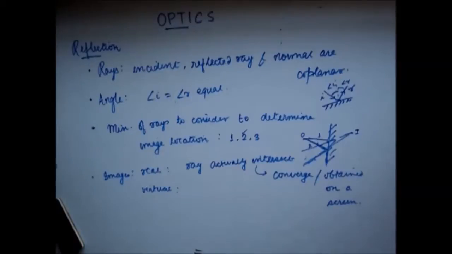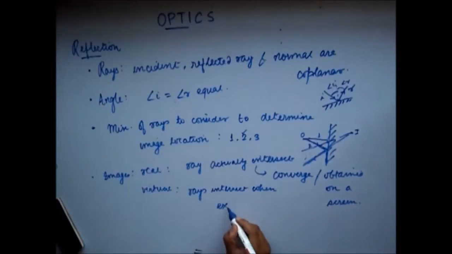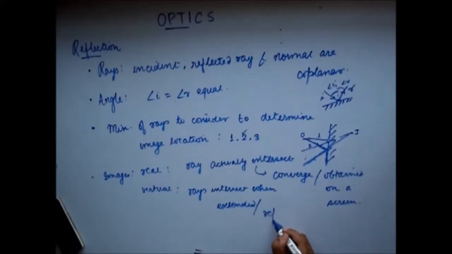Now what is a virtual image? It's just the opposite of real image. It can't be obtained on a screen, and the rays actually don't intersect, but if the rays or the reflected rays are extended, they appear to intersect. So I will write rays intersect when extended. And the reflected rays actually diverge. Since they are diverging, they don't intersect.